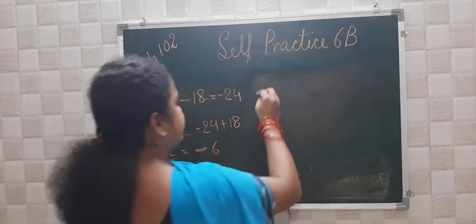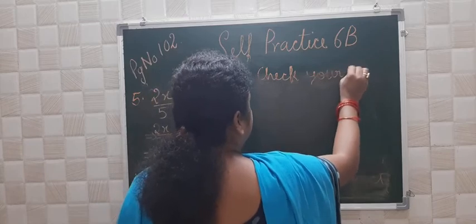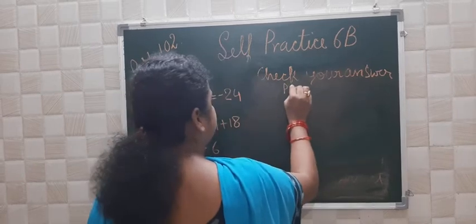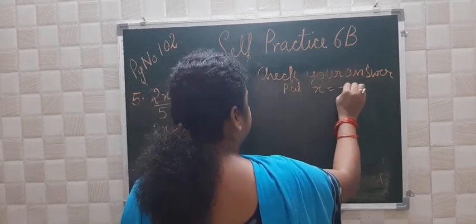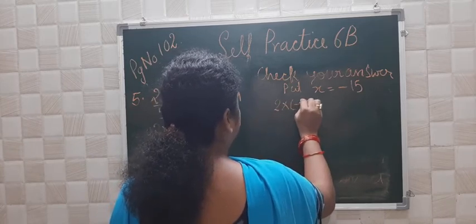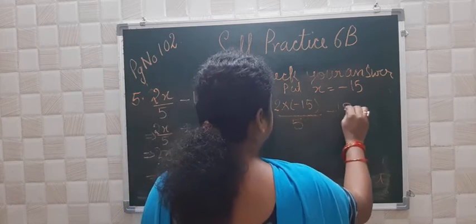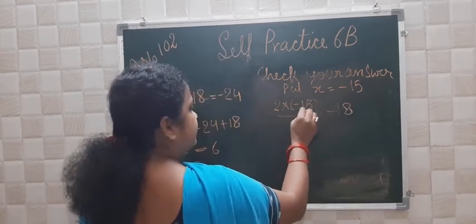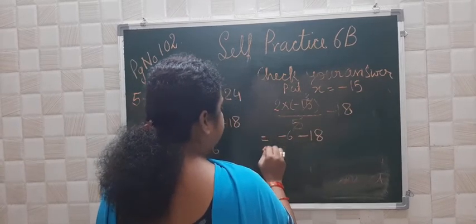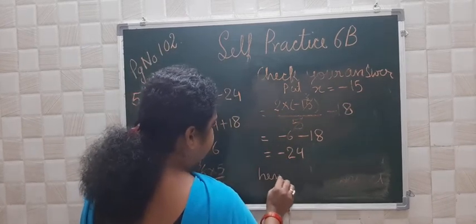Now you should check your answer. Put x is equal to minus 15. So you will have 2 into minus 15 upon 5 minus 18. So you see 5, we can cancel it by 3. So minus 6 minus 18, which is equal to minus 24. Hence it is correct.